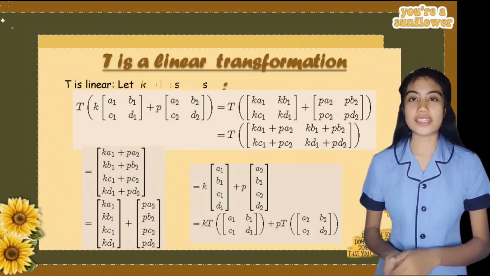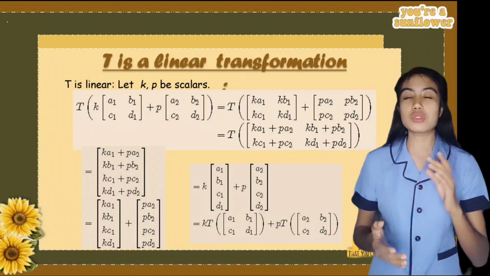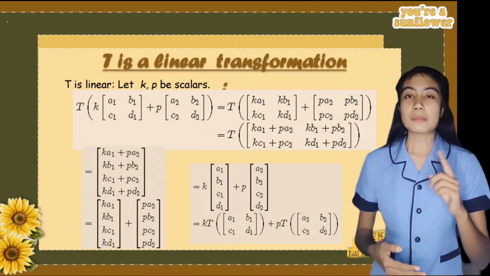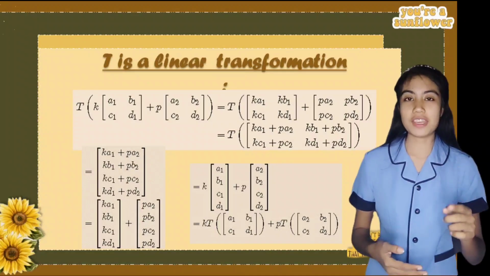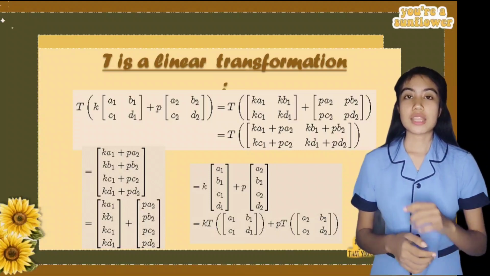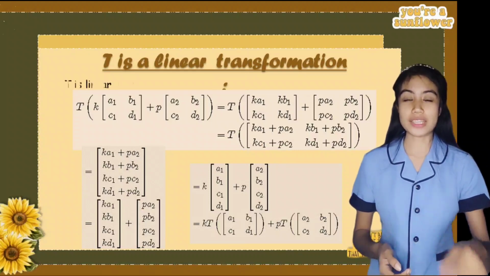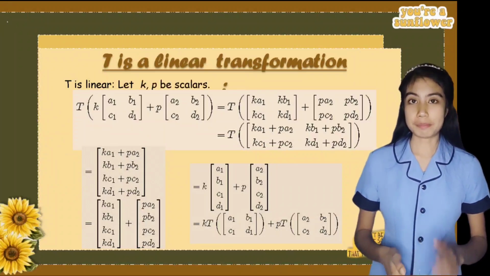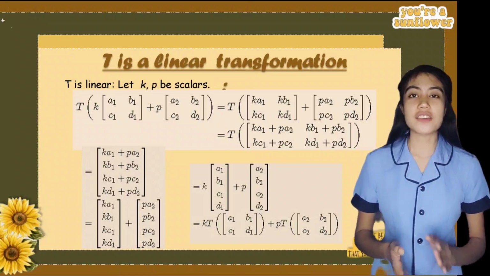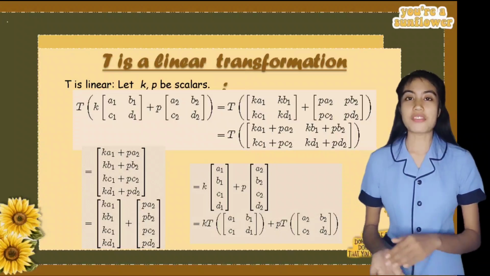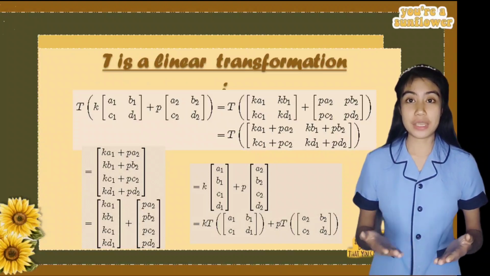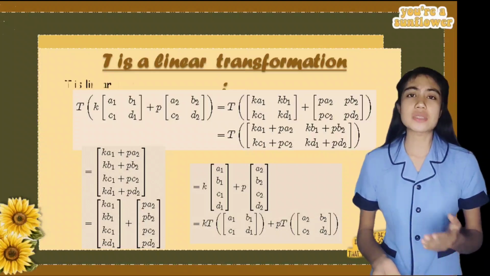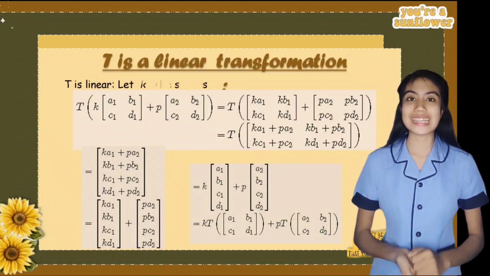Now, let's verify that T is linear. To do this, we need to show that T satisfies the following two properties. So, T(kA + pB) equals kT(A) plus pT(B) for any scalars k, p and matrices A and B. Therefore, T satisfies the first property. Now, let's verify the second property. Let A, B be matrices, therefore T satisfies the second property. Since T satisfies both properties, we can conclude that T is linear.